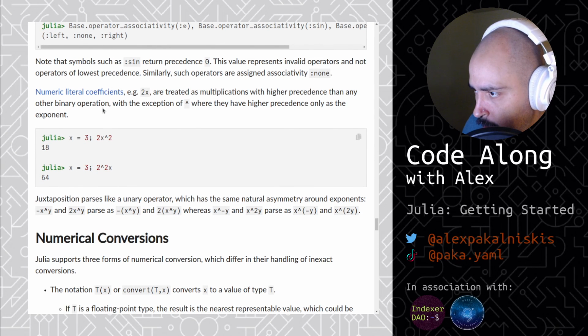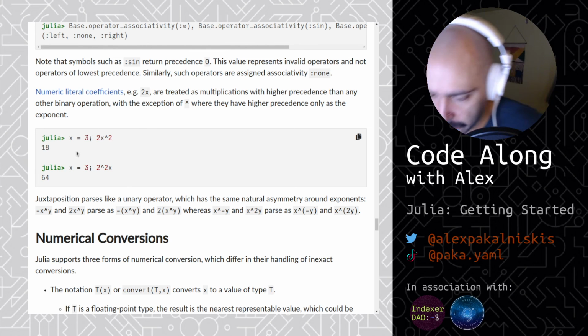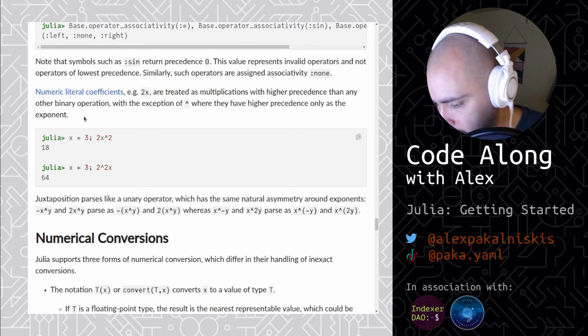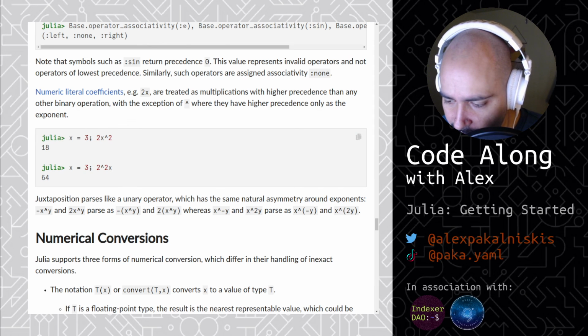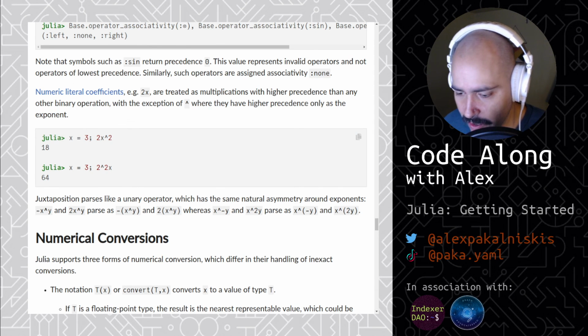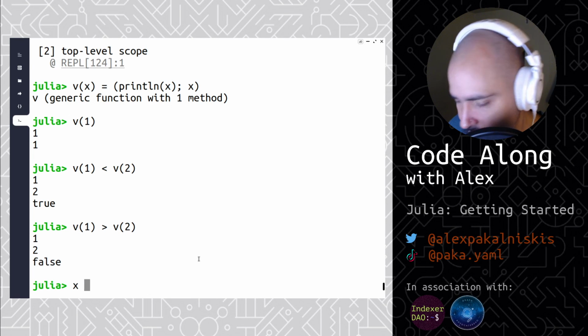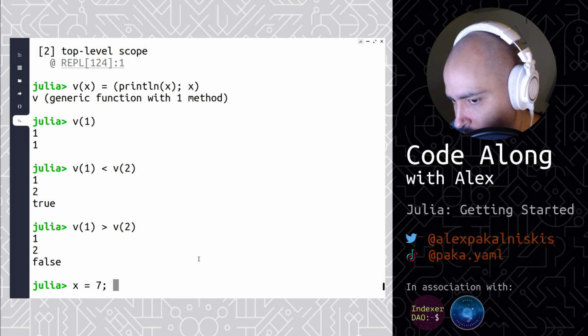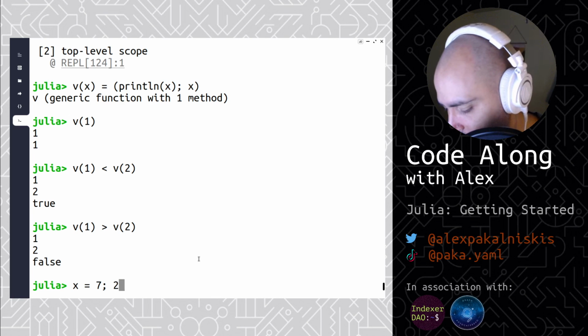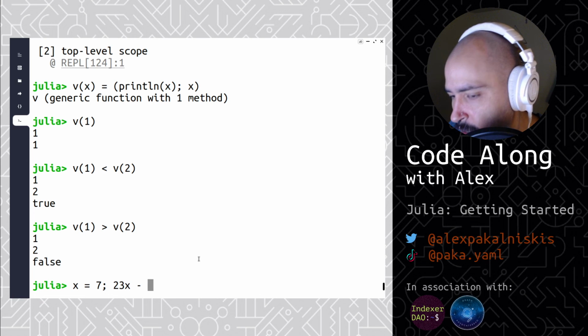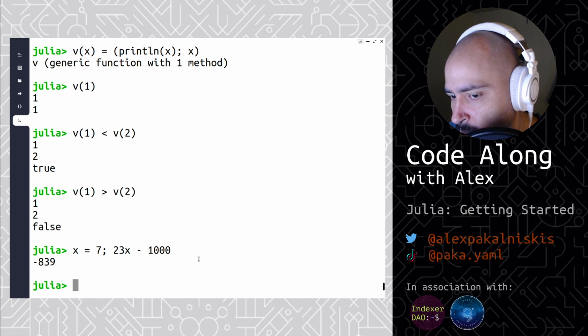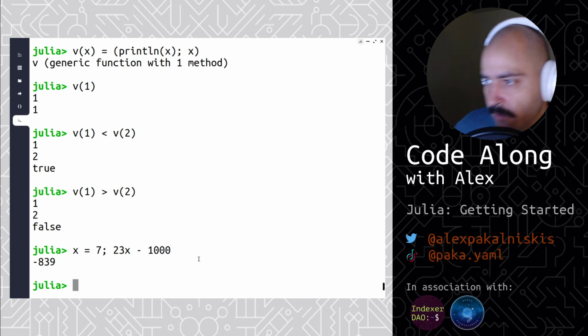Okay. Interesting. So you can do a line break, or not a line break, but a logic break with a semicolon, and then pass in, so declare a variable, semicolon, logic break, and then you can do 23x minus 1,000. Cool.